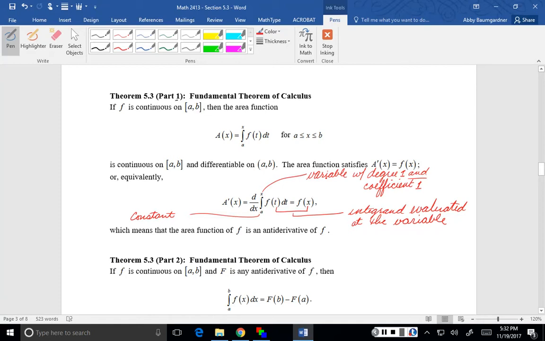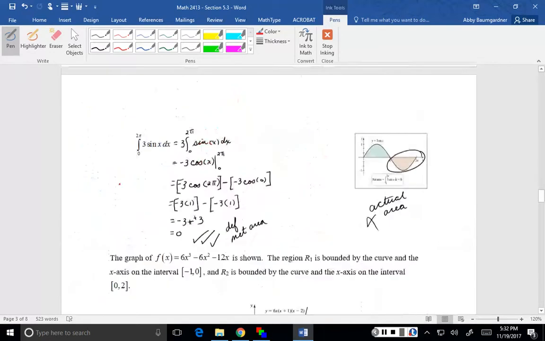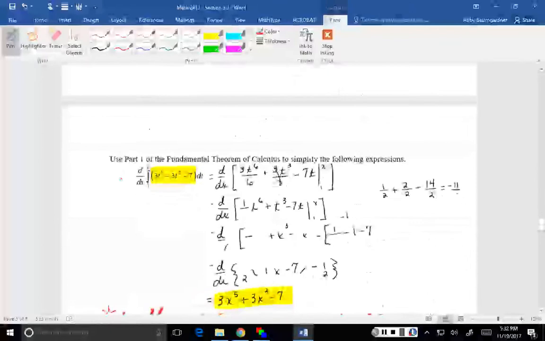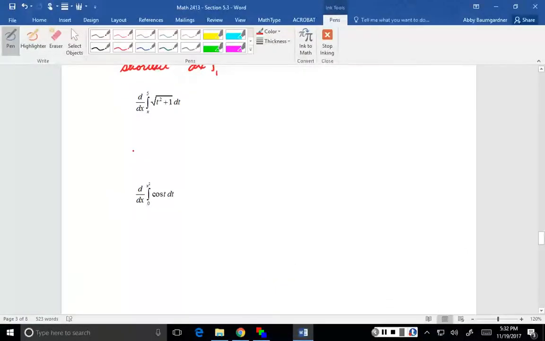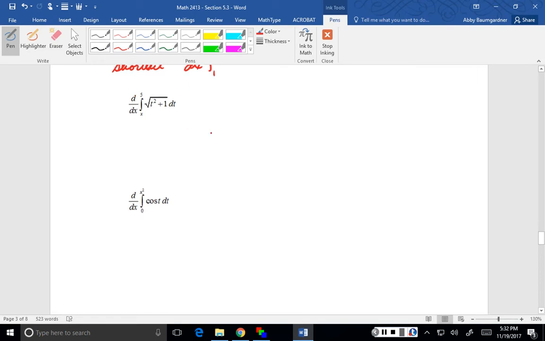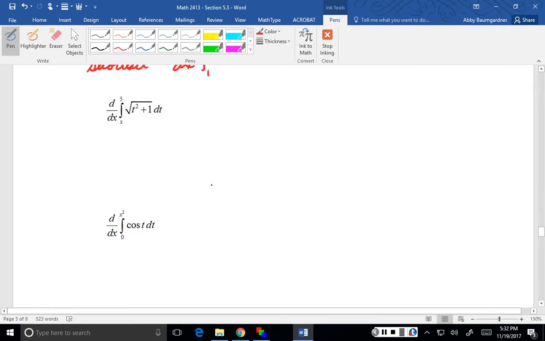Problem is, that isn't always the case. So let's go back to our next couple of examples. So this one is almost perfect, right? They are asking us to find the derivative of this definite integral, and it looks pretty good, except that our lower bound needs to be the constant and the upper bound needs to be the variable of degree 1 with coefficient 1. So this is a pretty easy fix, though.